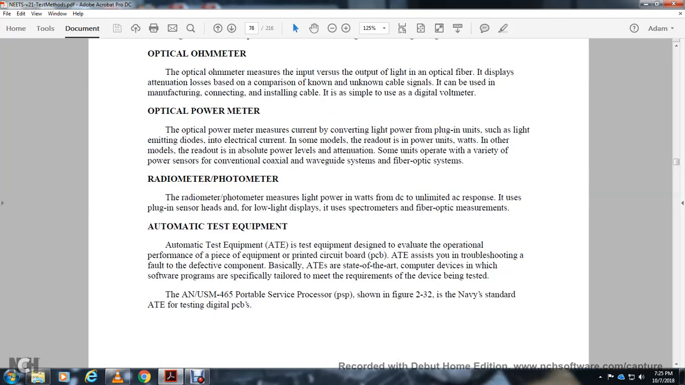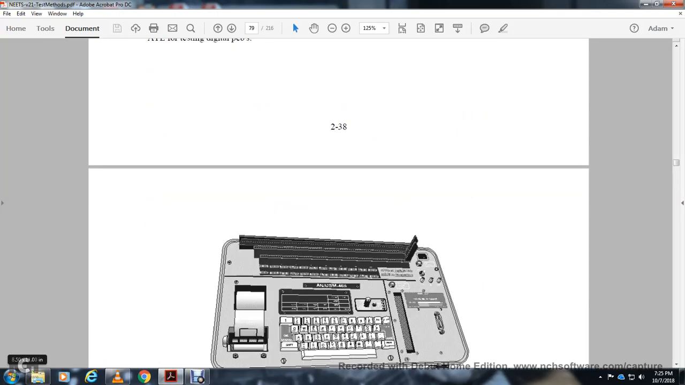Automatic test equipment is designed to evaluate the operational performance of a piece of equipment or printed circuit board. Automatic test equipment is specifically for troubleshooting of faults with defective components. The basic automatic test equipment is a state-of-the-art computing device in which the software program is specially tailored to meet the requirements of the device being tested. The AN/USM-465 portable CASS processor, shown in Figure 232, is the Navy standard automatic test equipment for digital printed circuit boards.